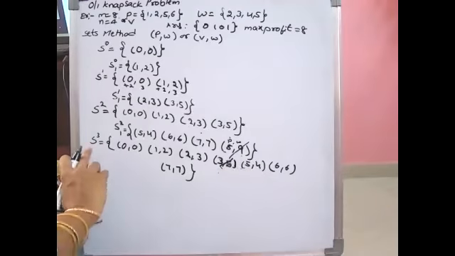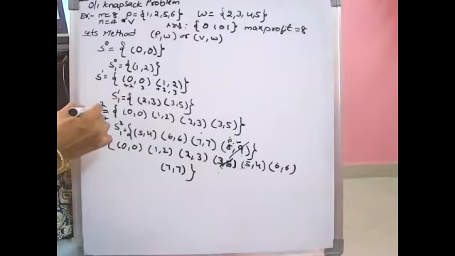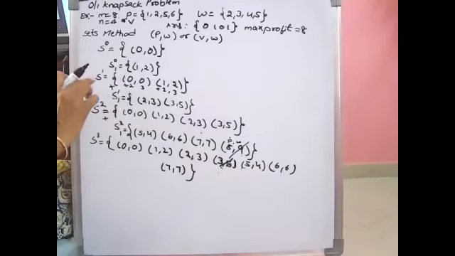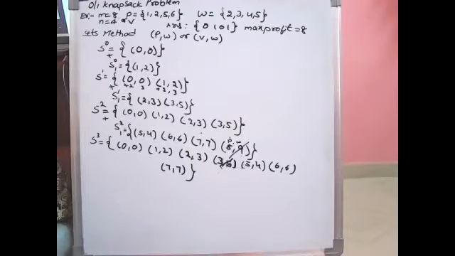How will we get this one? By combining this and this. How will we get this one? By combining this and this. By combining this and this. Till this point, is it okay? 3 object pairs we completed. Note down everyone.